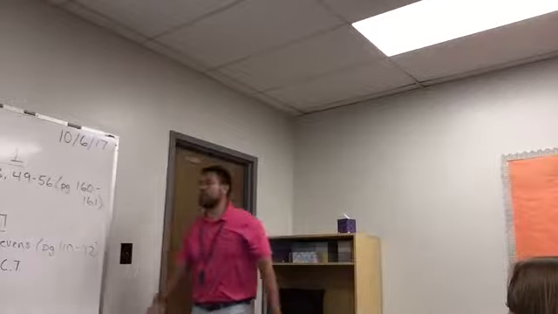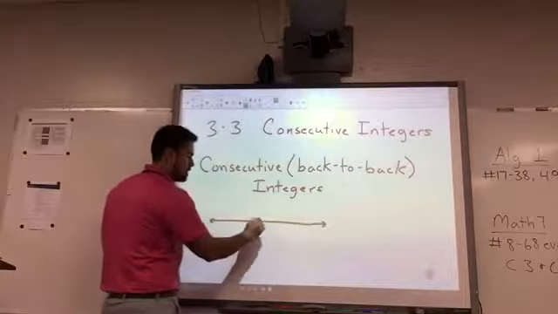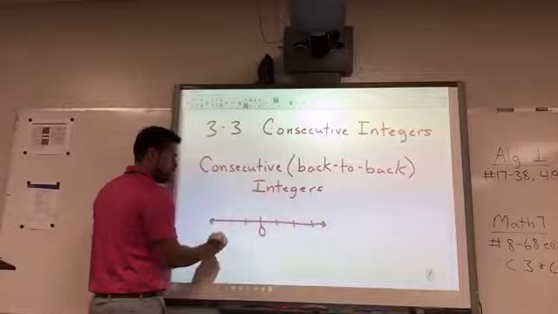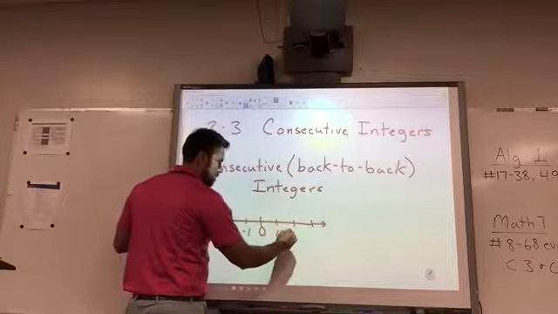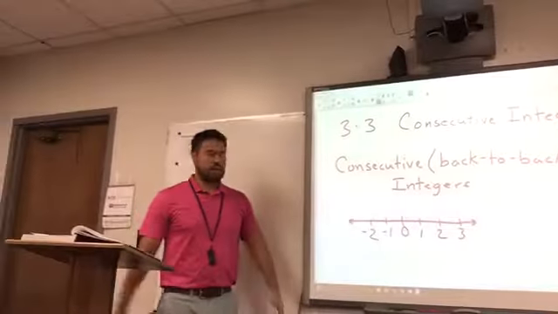Okay, so what I'm going to do is I want you to draw a number line, and I want you to put 0 somewhere in the middle, and then go a couple to the right and a couple to the left. There's no set standard here for how many numbers I want you to get. That's good enough. Okay.